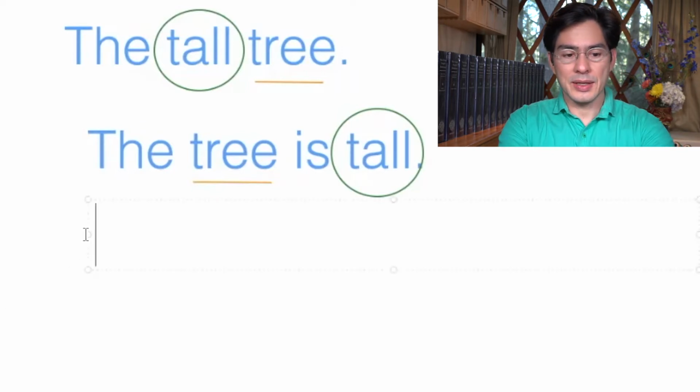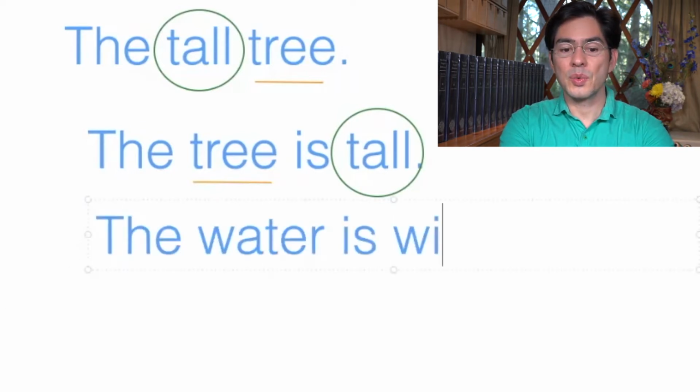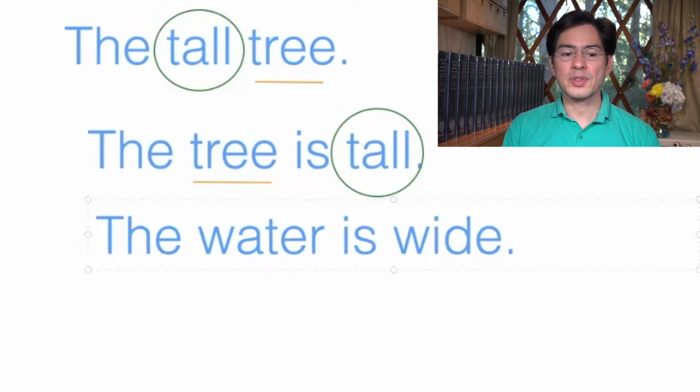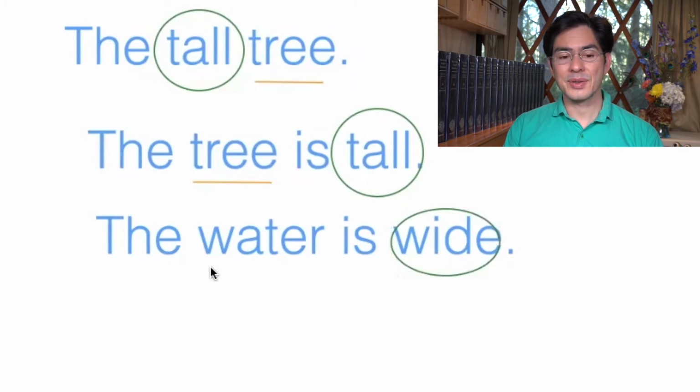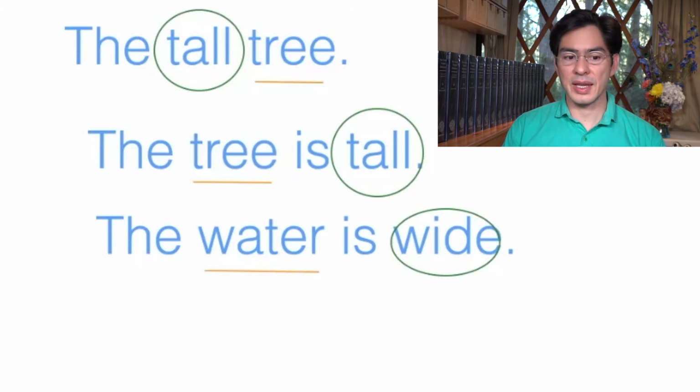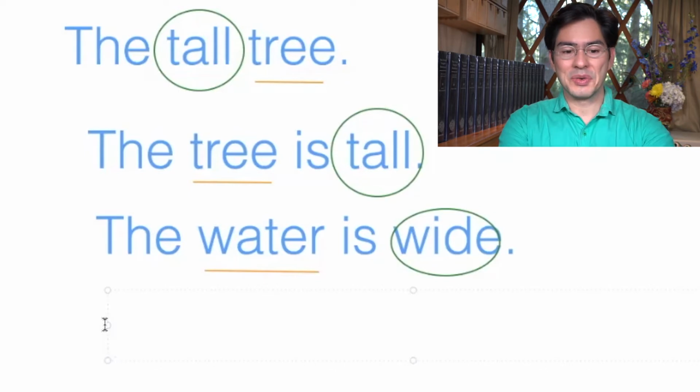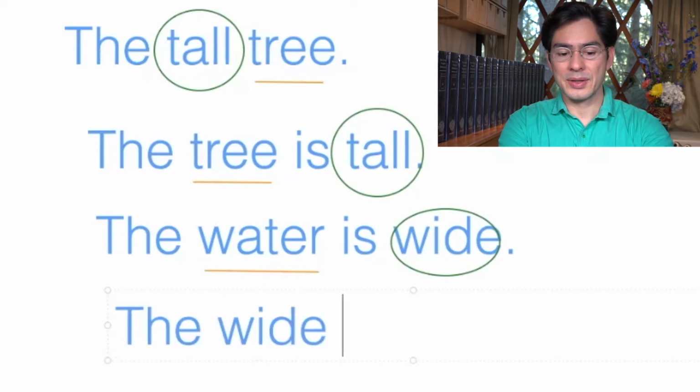We could say the water is wide. If I say the water is wide, here too we have a predicate adjective. Why? Because the adjective wide is coming after the noun that it's modifying, water. If we wanted to use this as a non-predicate adjective, we would just say the wide water.